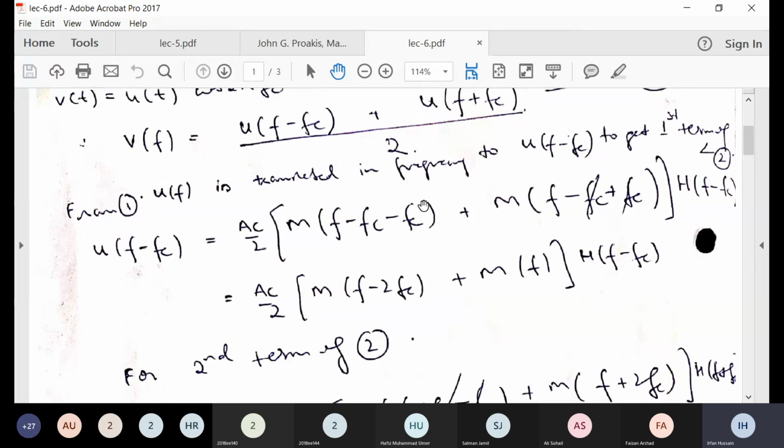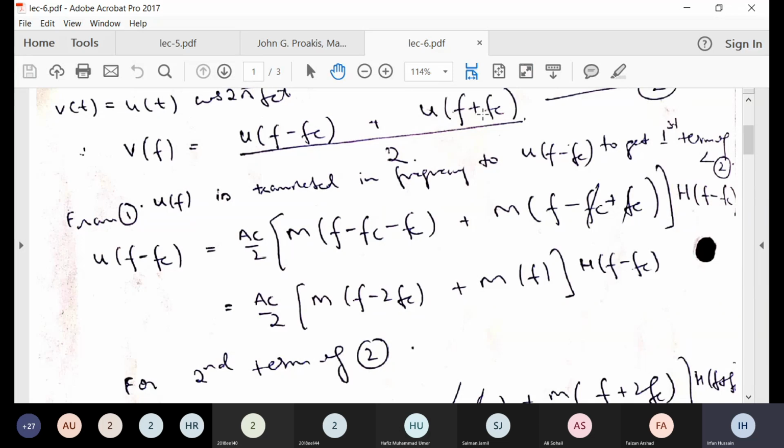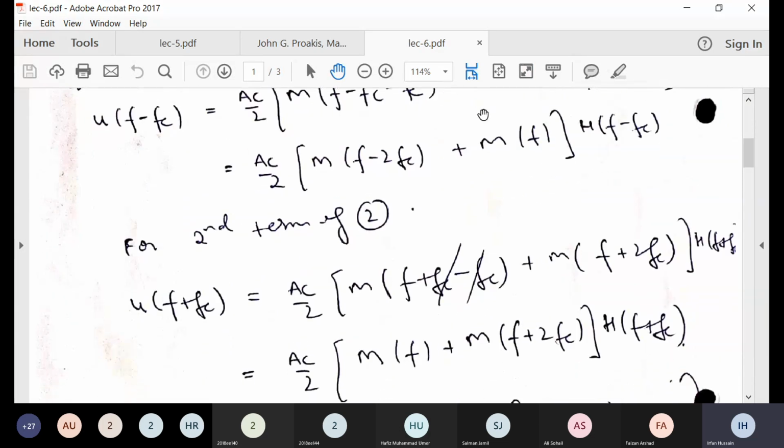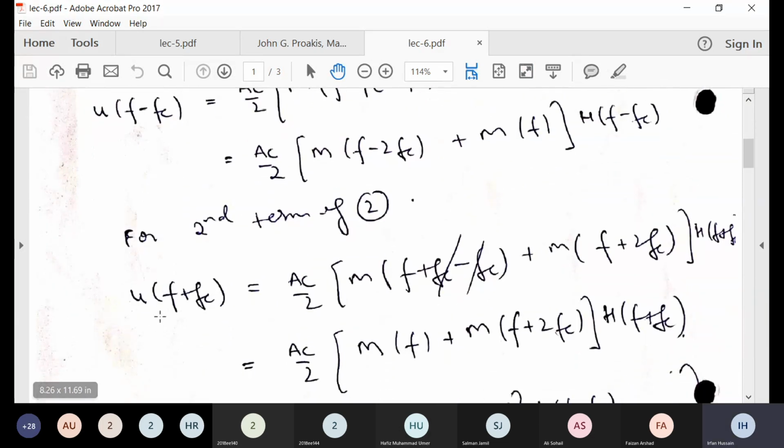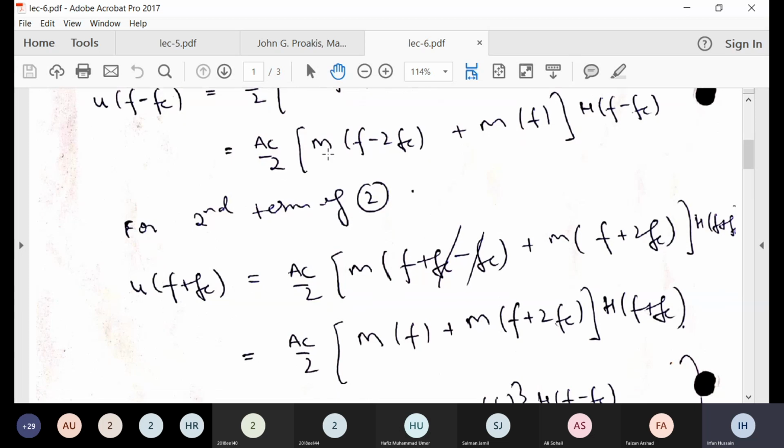Similarly, what will be our U(f + fc)? So in all the terms, you will just add plus fc, plus fc, plus 2fc. This will be f plus fc, f plus fc, and this becomes M(f). So you can see in both the products, you have a low frequency part, and then you have a high frequency shift of your baseband signal.